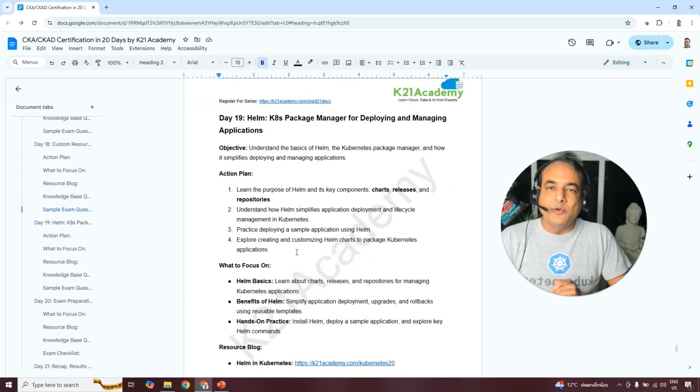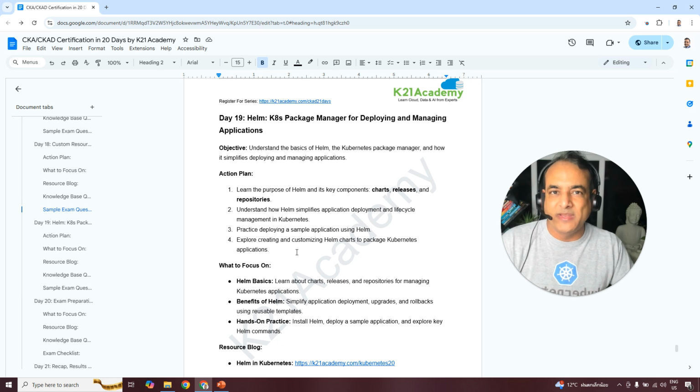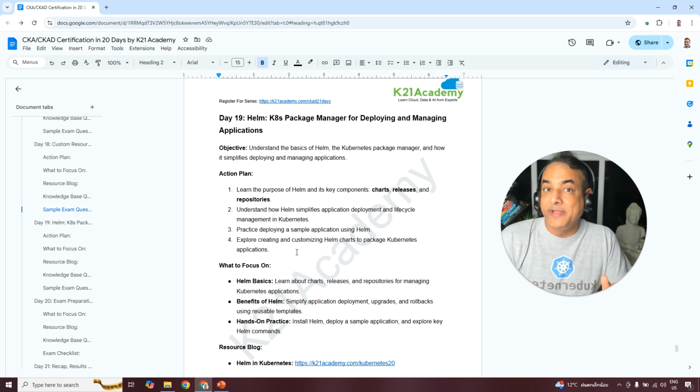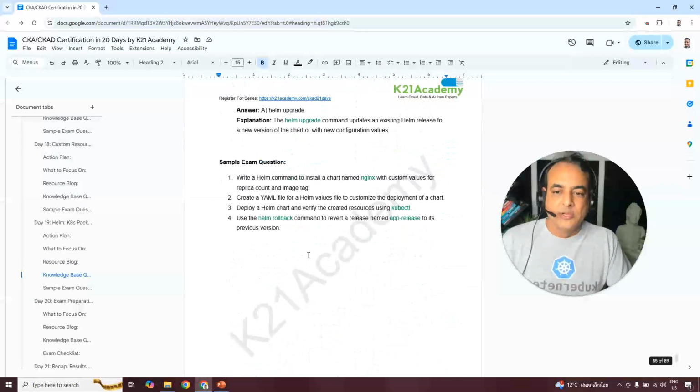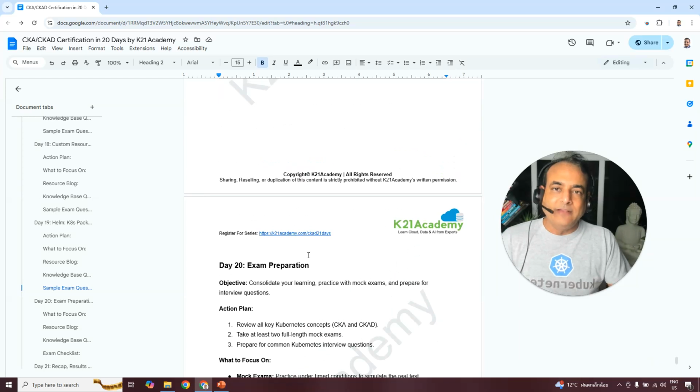Now, day 19 is about Helm. Helm is a package manager for deploying applications. You can technically deploy without a package manager as well, but think of it as a much cleaner way of deploying applications that you or your application developer develops, using Helm. So what is Helm? How do you deploy those applications as a package manager, including certifications? And that's pretty much day 19.